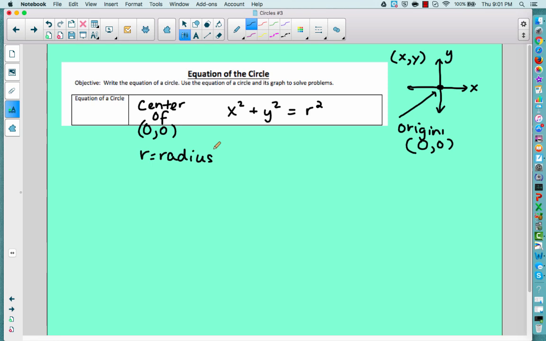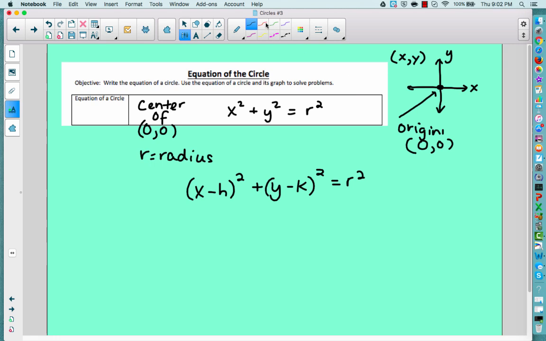Okay? But I can also shift circles where the center is not the origin. So if I look at an equation with the center not the origin, it'll look something like this: (x minus h) squared plus (y minus k) squared equals r squared.